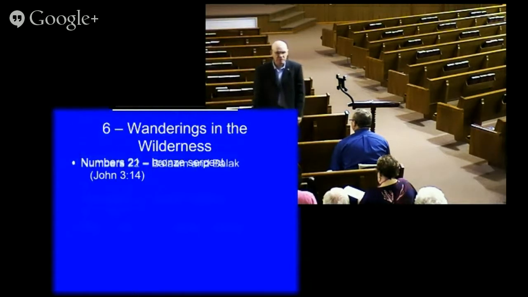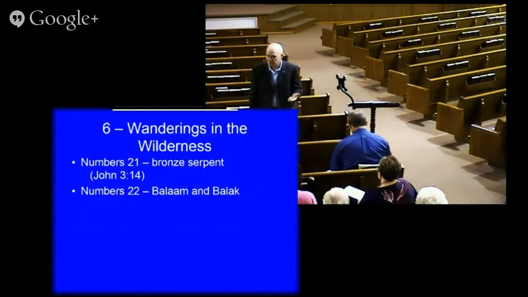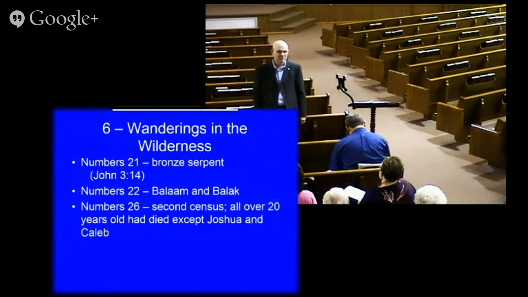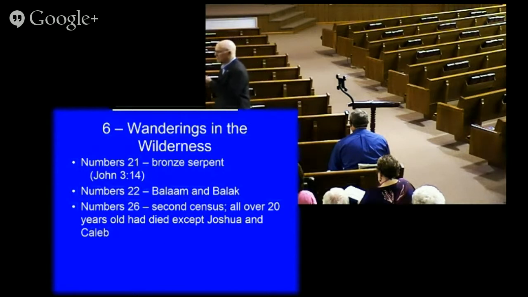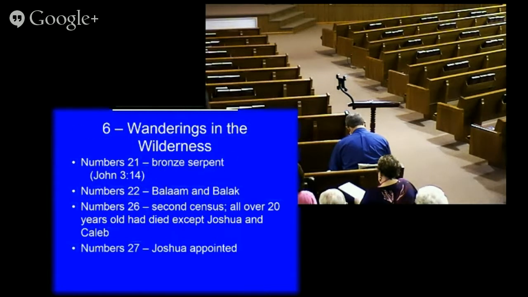Numbers chapter 21. In 22, we have the story of Balak and Balaam. And then in 26, all the wanderings have happened. It's time to take a census again, see what's happened. All the males above 20 years old have now died, except Joshua and Caleb. So the wandering in the wilderness period is about over. That's what it was for, to remove those unbelieving people.